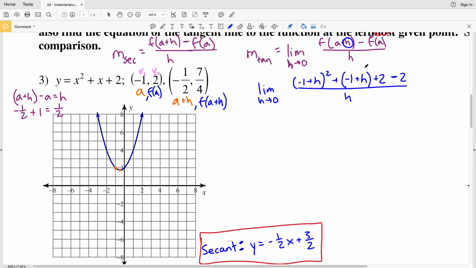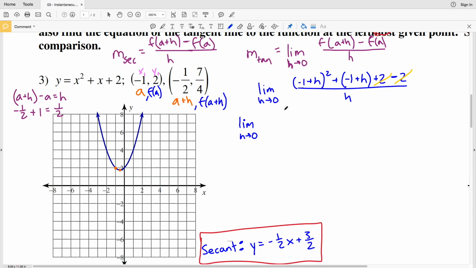So again, I have to leave my variable as h because that's what we're calculating for. We're trying to see at this point a, what is the slope of our tangent line. So the h is going closer and closer to 0. So now to simplify, you can see that 2 cancels out with 2 in the numerator. So I'll have the limit as h approaches 0 of negative 1 plus h squared. I'm going to FOIL that out. So that's going to be negative 1 plus h times negative 1 plus h.